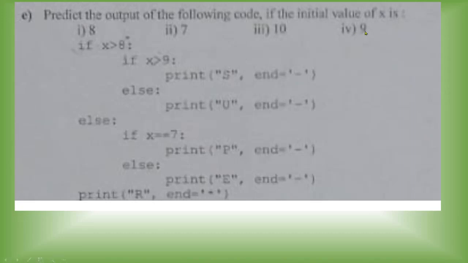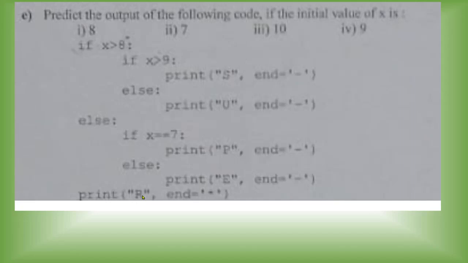So here, about this last case, 9 greater than 8, condition true. It will check this condition, 9 greater than 9, the condition false. It will come and execute this else statement. So you will get U. U is the first output, U hyphen, and the normal statement R. So the answer will be U hyphen R hyphen. That is all about the last case.